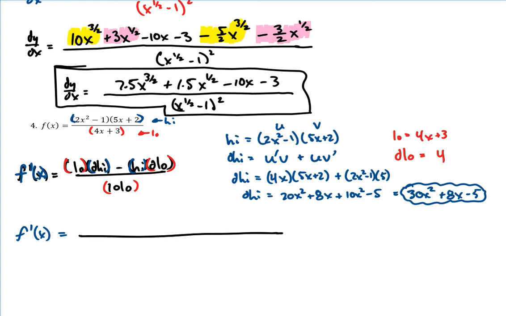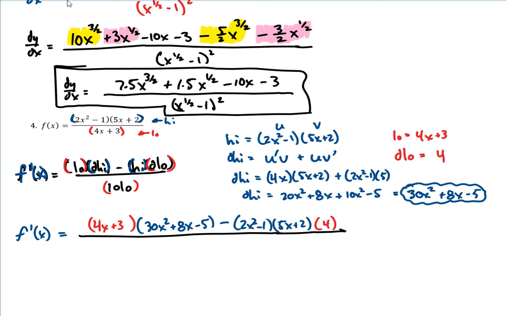So let's set up a big fraction bar. Hopefully that's enough room. And our low, so our low is the 4x plus 3. The derivative of the high was that blue expression that's clouded over there. So the 30x squared plus 8x minus 5. And then we have our minus the high portion, which is this, the 2x squared minus 1 times 5x plus 2. And then the derivative of the low, which is just 4.